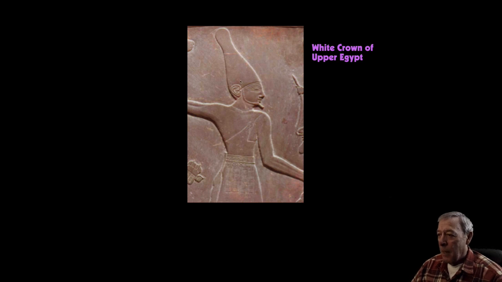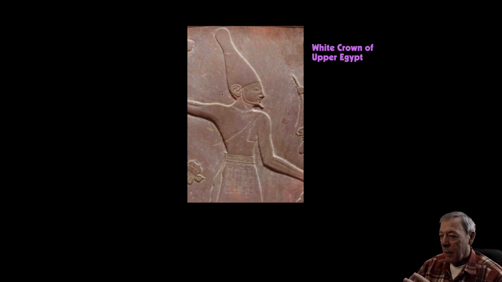So the pharaoh that ruled out of Thebes, which is the upper capital of Egypt, wore a very distinctive crown that looks rather like a bowling pin today. It's called the white crown of Upper Egypt.